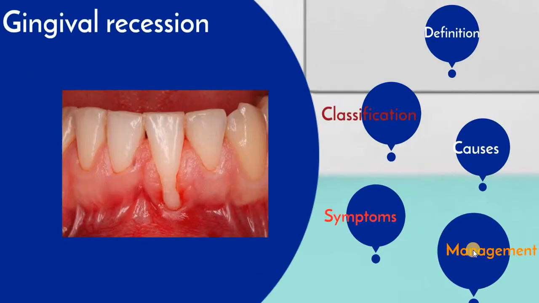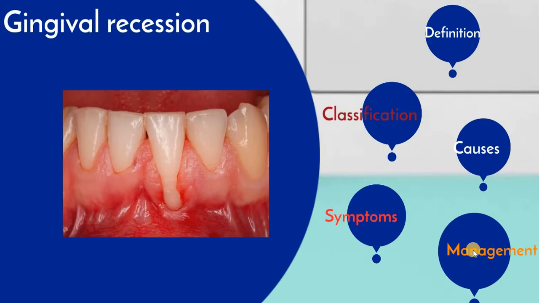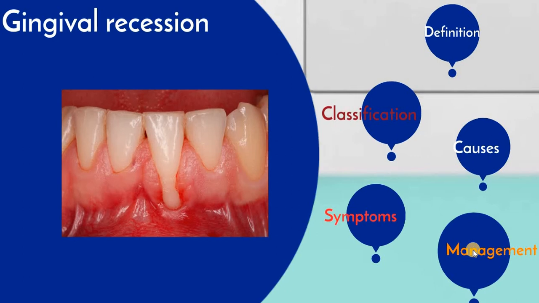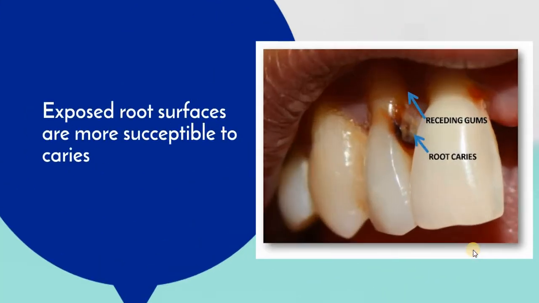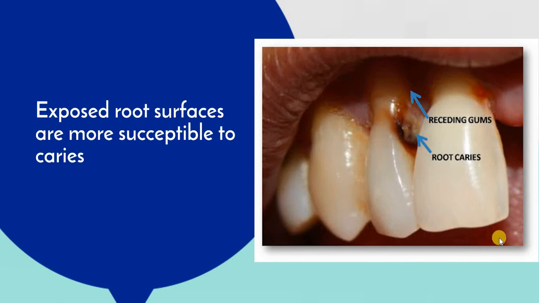So this is regarding the causes of gingival recession. Symptoms. We have three clinical significances in gingival recession. One of them is root caries. Through the gingival recession, the root will be exposed and it will be more prone to plaque accumulation and formation of caries.